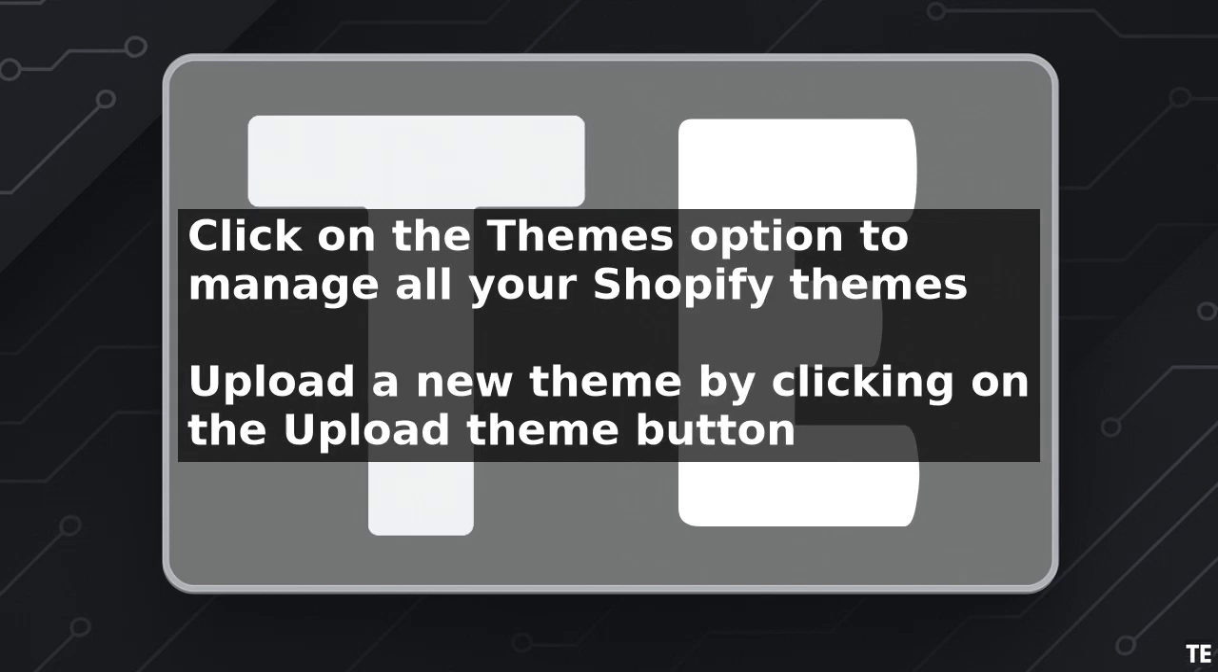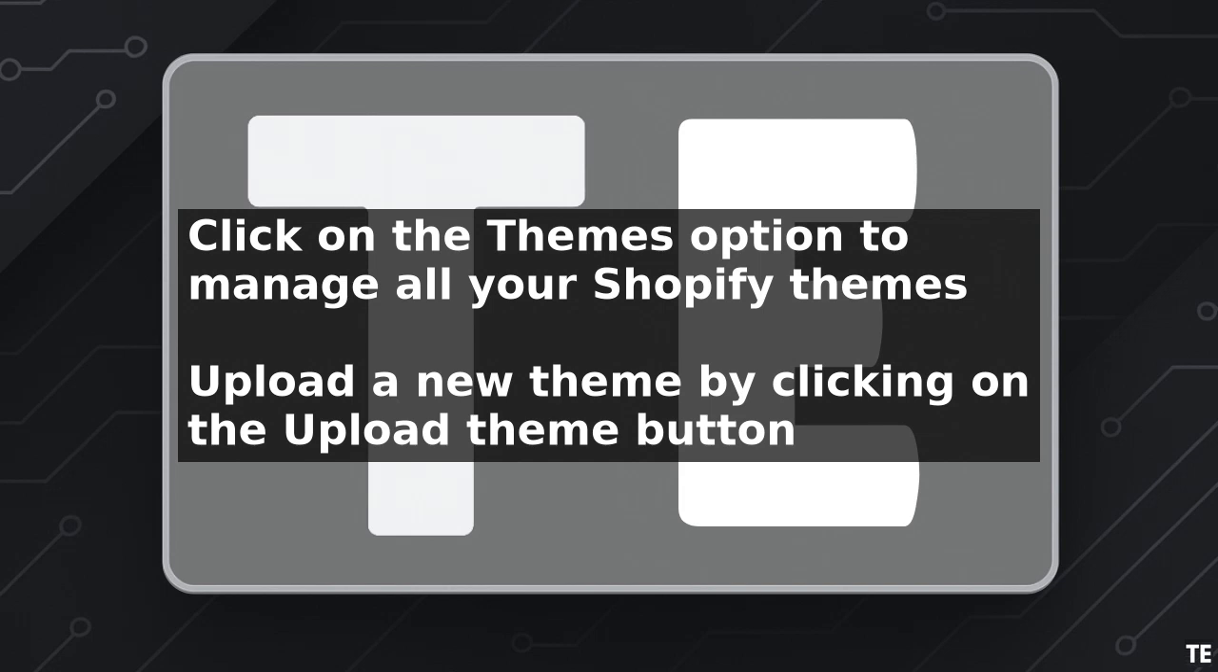On the Themes page, click on the Upload Theme button. This button is usually located at the top right corner of the page. Now, you will see an Upload Theme window. In this window, click on the Upload Theme button and select the zip file of your theme from your computer.